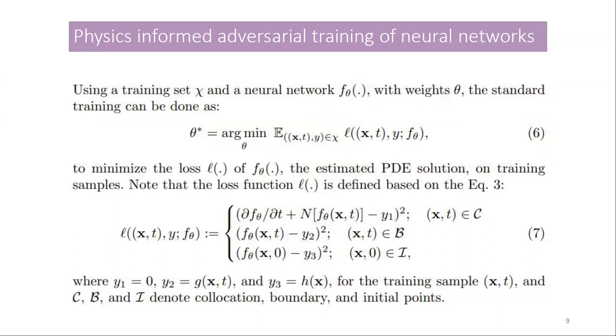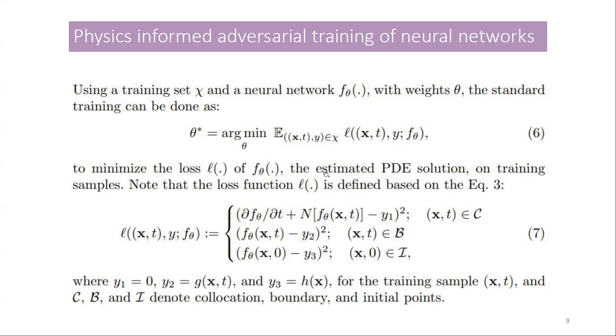Okay, now I want to talk about physics-informed adversarial training of neural networks. Physics-informed adversarial training is a generalized method to improve PINN, since adversarial training has been proved to be effective against adversarial examples. What are adversarial examples? In adversarial examples, adding adversarial perturbations results in incorrect outputs. It means that the model might fail to obtain the correct output.